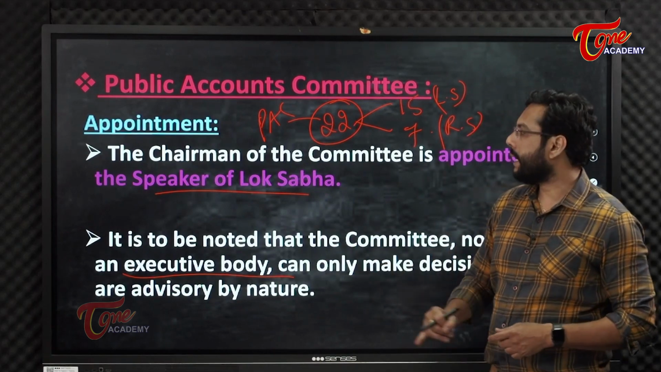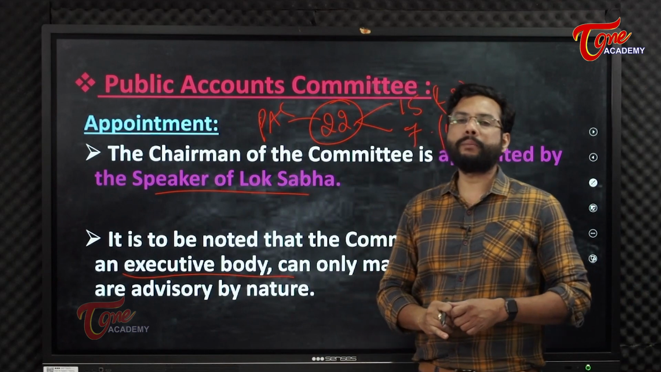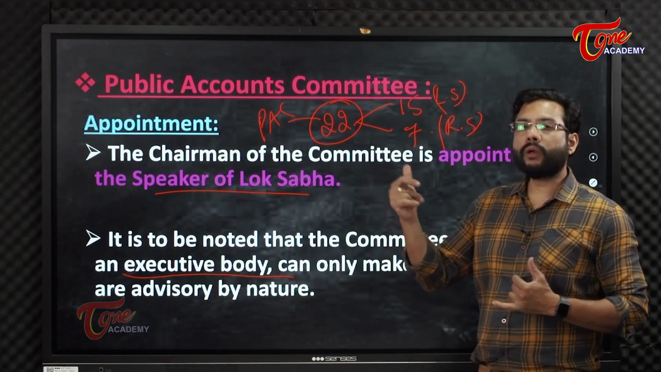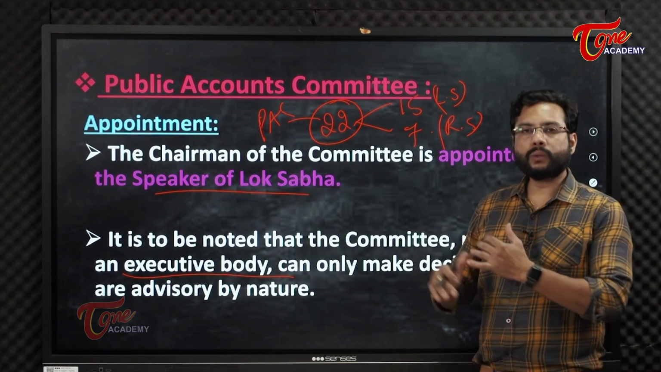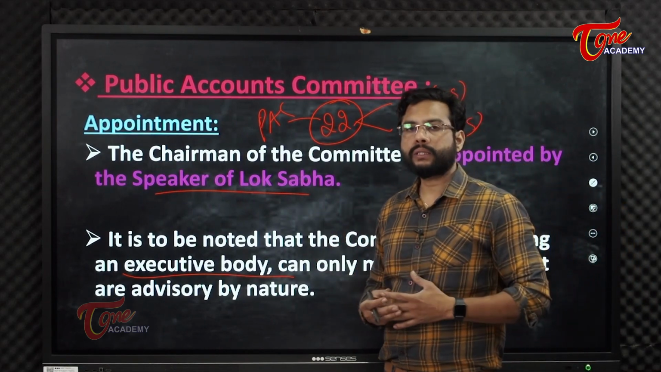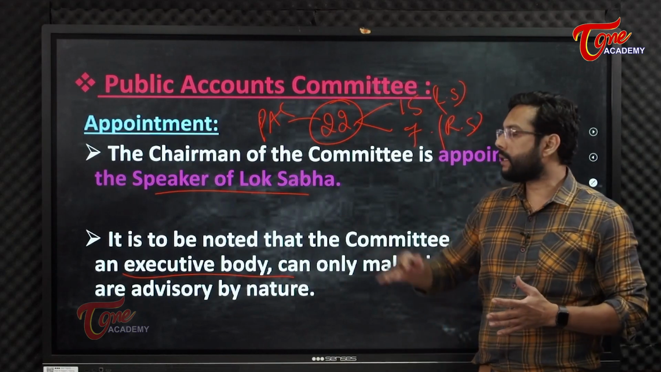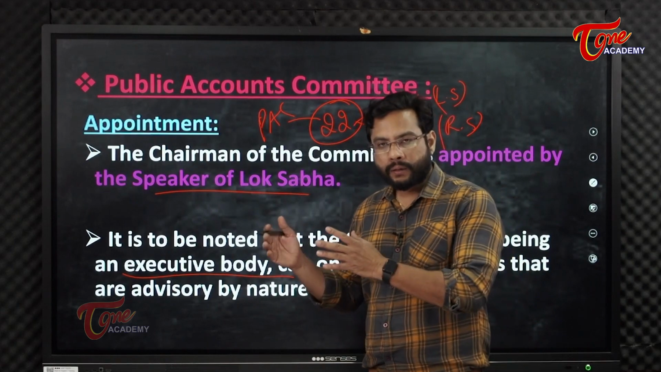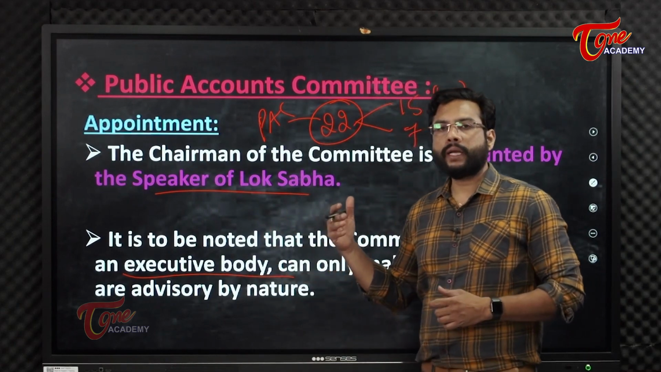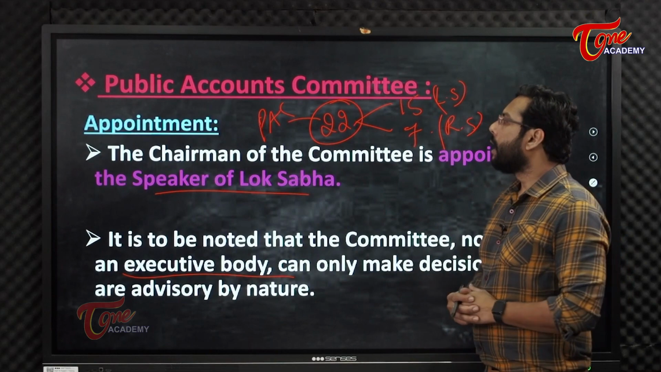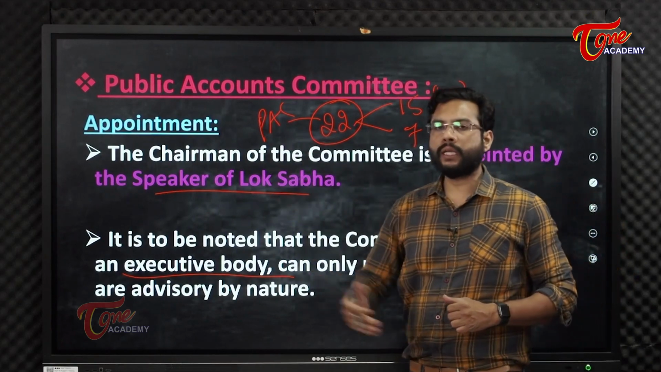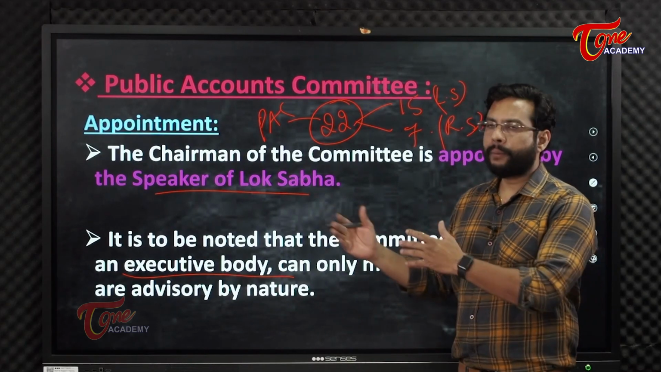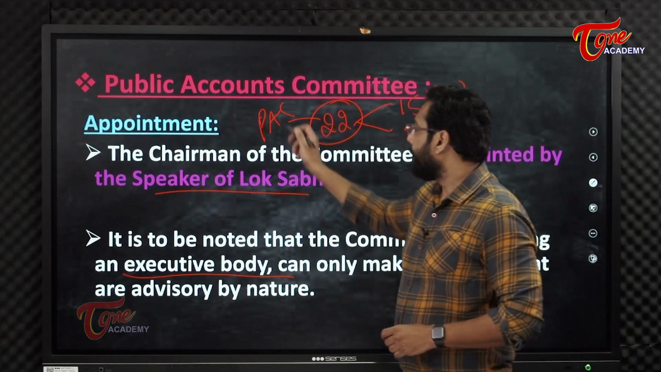So one thing we need to understand is that the PAC consists of members from both Lok Sabha and Rajya Sabha. Before 1967, the chairman was appointed only from the ruling party, but at present, the chairman is from the opposition party. Adhir Ranjan Chaudhary is the present chairman of the Public Accounts Committee. Before Adhir Ranjan Chaudhary, it was Mallikarjun Kharge who was chairman of the Public Accounts Committee.